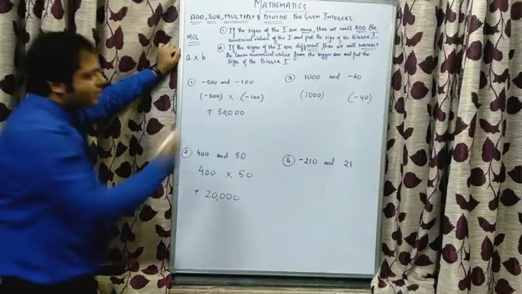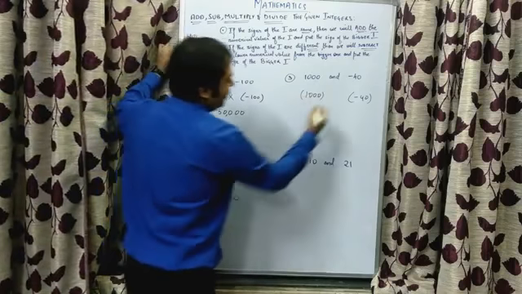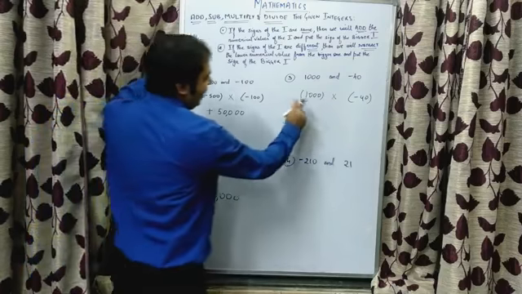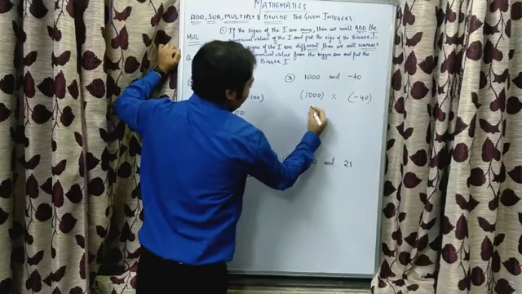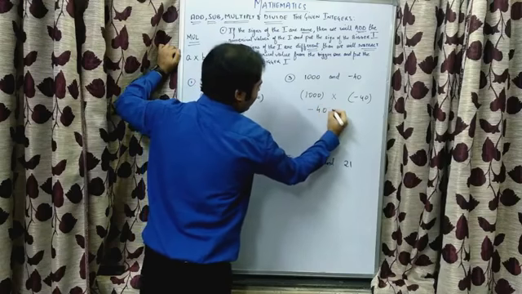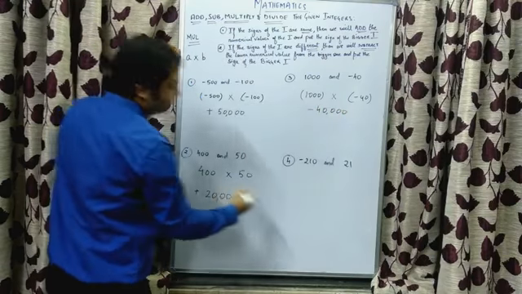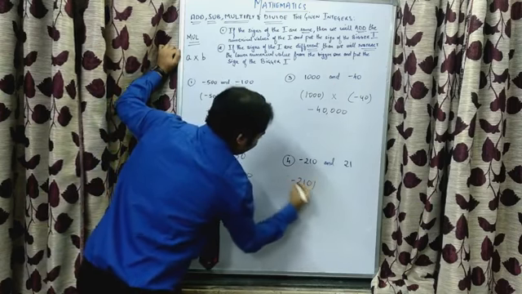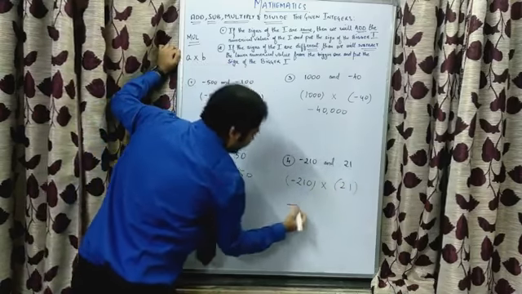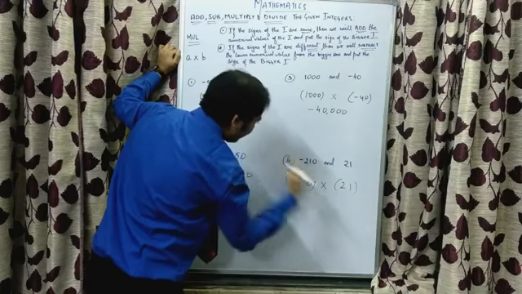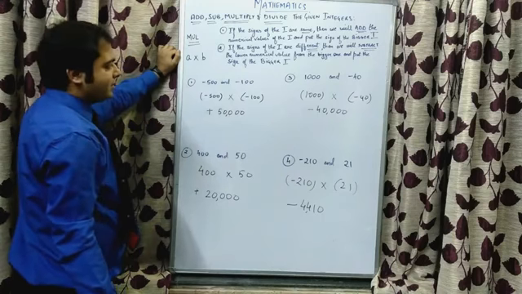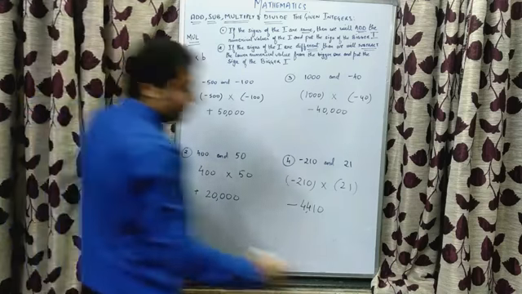20,000. Right? Third one, 1000 and minus 40 we need to multiply. So therefore I will put a multiplicative sign there. Now plus into minus will give you minus. 1000 into 40 will give you 40,000. Right? Next one, minus 210 into 21. Minus into plus will give you minus. 210 into 21: 21 into 21 is 441. This will be your answer. Now next thing that we will be doing is division.